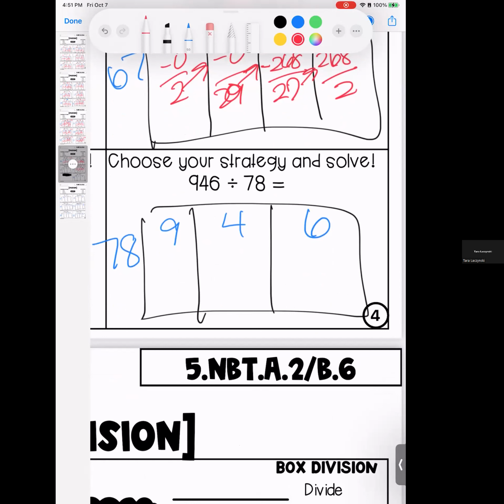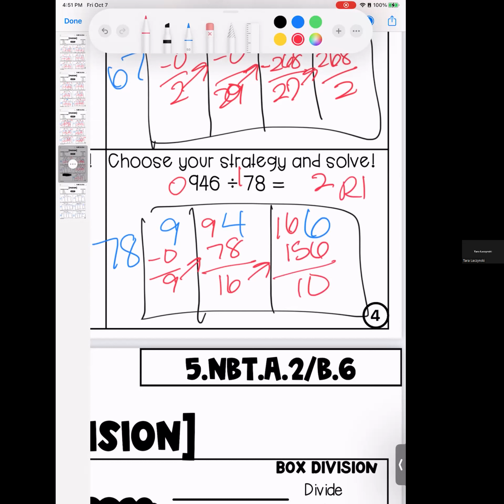Last one for this page, we are doing 78 into 946. It does not go into 9, but it does go into 94 one time. When we subtract 78 from 94, we have 16. Bring it next door. 78 times 2 is going to be the closest we can get, which is 156. This leaves us with a remainder of 10. Our answer is 12, remainder of 10.